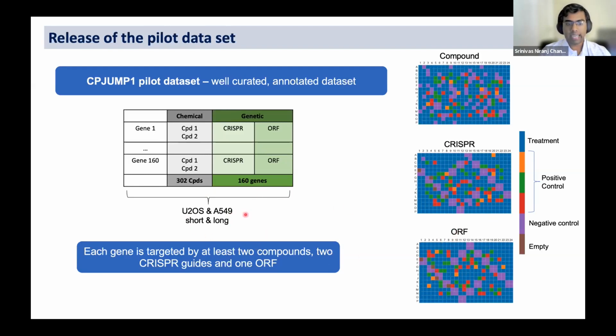We have 2 different cell types, U2OS and A549, and we also have different time points, short and long, for both genetic perturbation and chemical perturbations. What is the most interesting thing about this data set is that each gene in this experiment is targeted by at least 2 compounds, 2 CRISPR guides, and 1 ORF. Therefore, we have multiple different modalities of perturbations for the same gene. Therefore, we may be able to perform experiments to match across modalities, which is the exciting part.